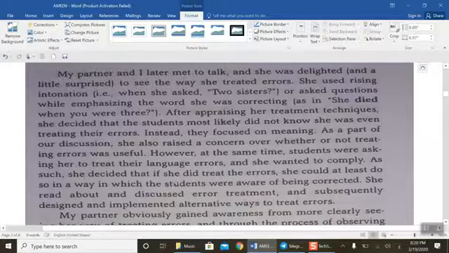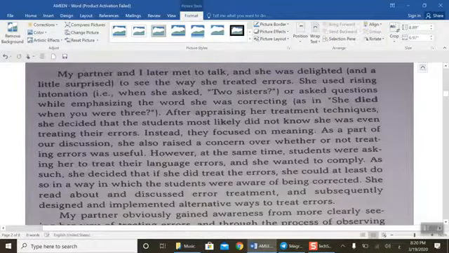As such, she decided that if she did treat the errors, she could at least do so in a way in which students were aware of being corrected. Then هنا قال كأنما I have to find a way that the students notice, that students know that I am correcting their errors. But what I am doing now is not good. The students do not notice my correction. So Mr. Ali مثلا decided to what? To use a way that makes the students aware of the teacher's correction. And then she read about and discussed error treatment.